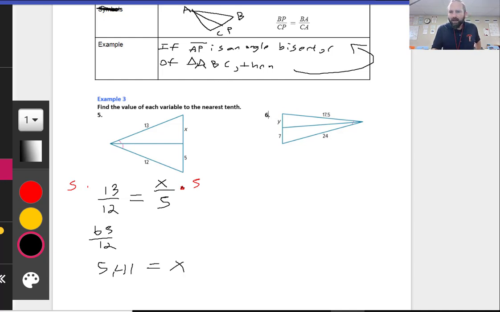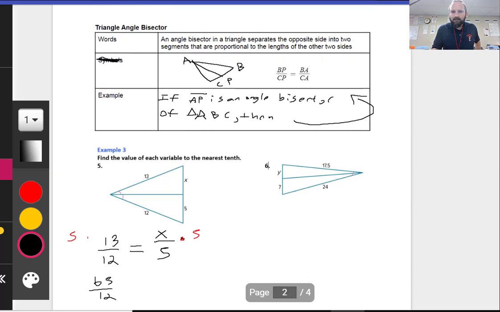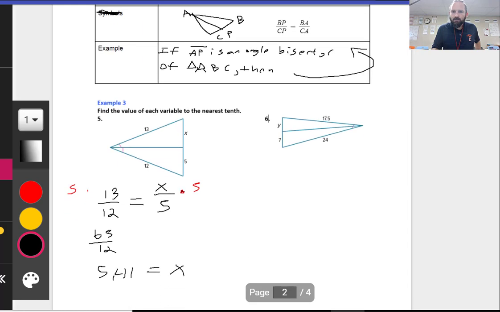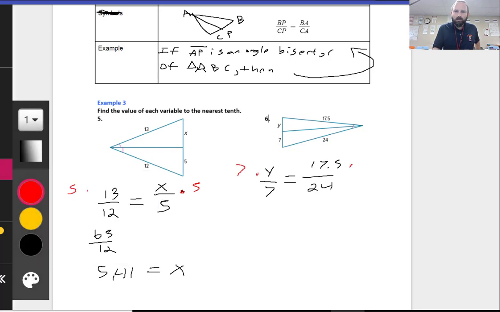So we're going to compare, looking at this, BP over BA. We're going to compare the top, so y over 7, and then 17.5 over 24. So once again, I'm going to multiply by 7 and then just use my calculator to figure out what the answer is. So 17.5 times 7 is 122.5.